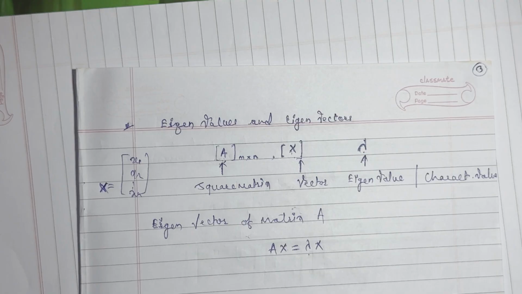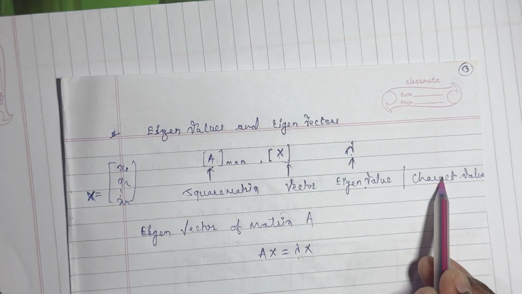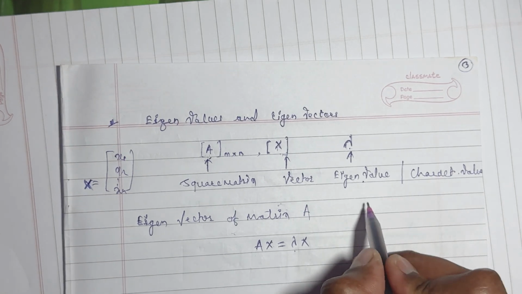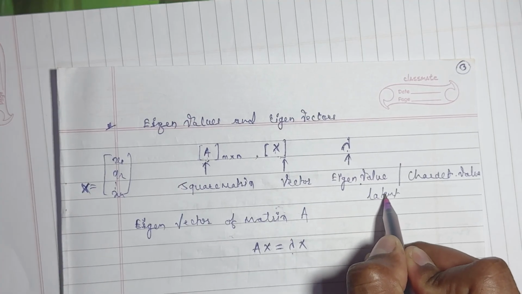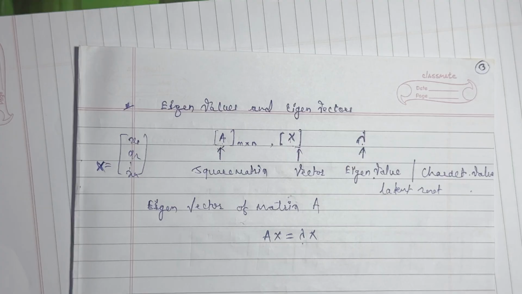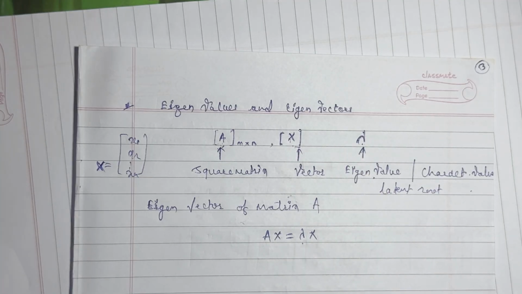The number lambda is known as the eigenvalue, characteristic value, or latent root. So you can call it any one of these. It is lambda.